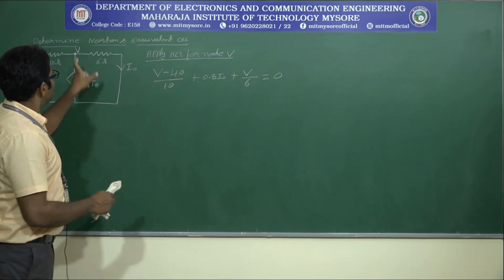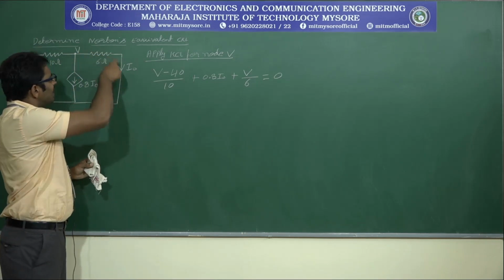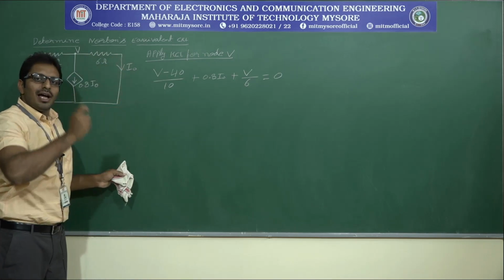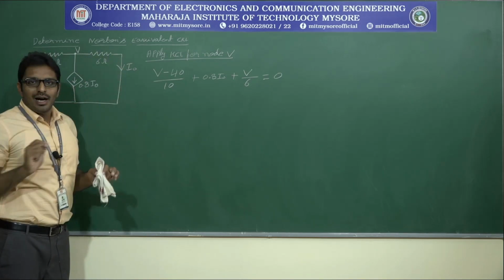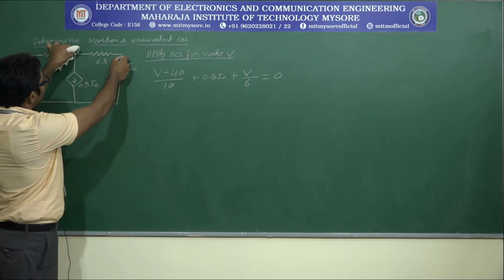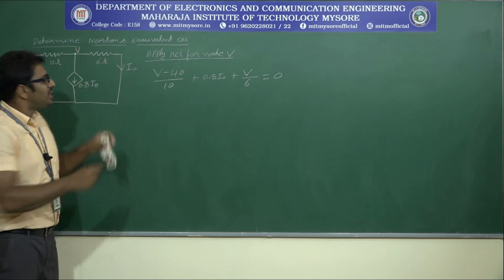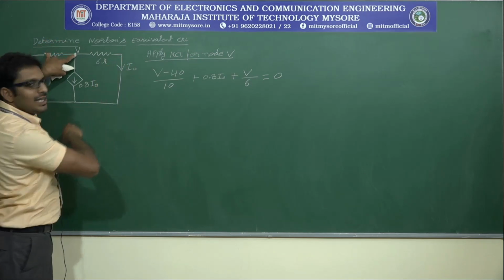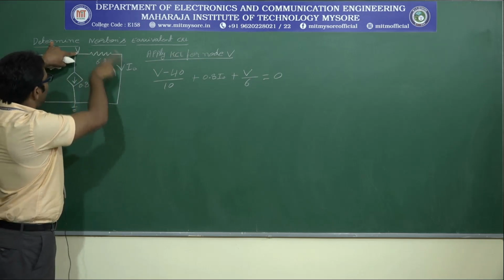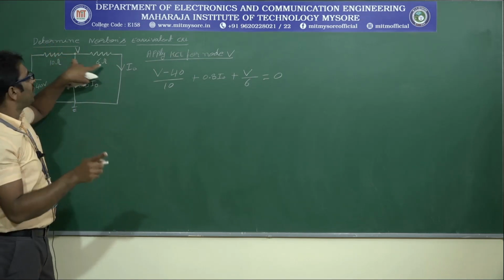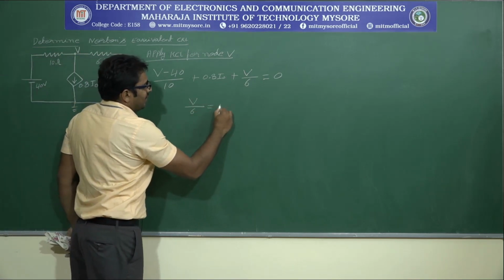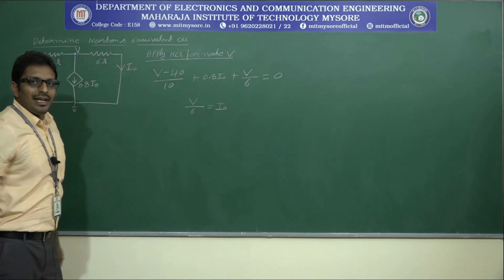Is it clear? See, just consider this branch. What is the current in this branch? I0. How to find out current in this branch? By Ohm's law, I is equal to V divided by R. V is nothing but potential difference across the 6 ohm resistor. One end is connected to V, other end is connected to ground. Therefore, the potential difference is V minus 0, that is equal to V divided by resistance 6. So, V by 6 is equal to the current denoted by I0.